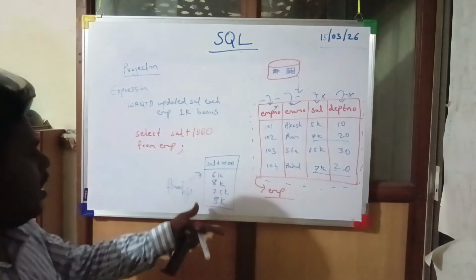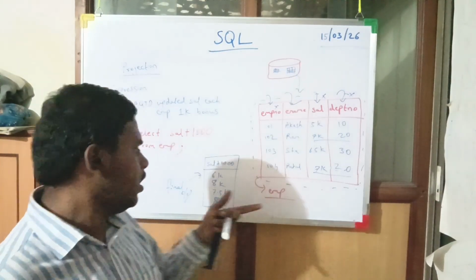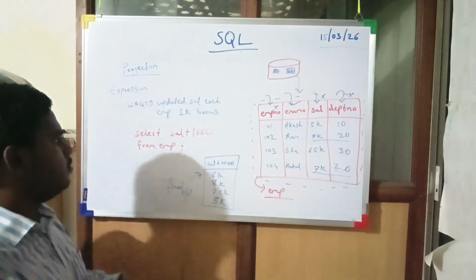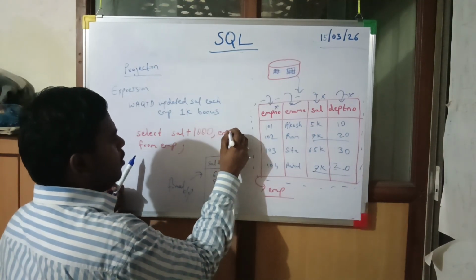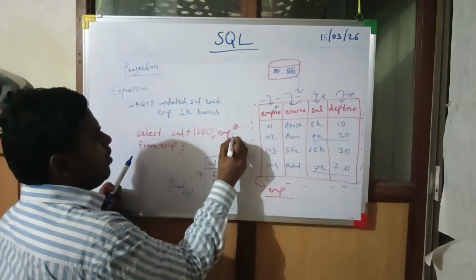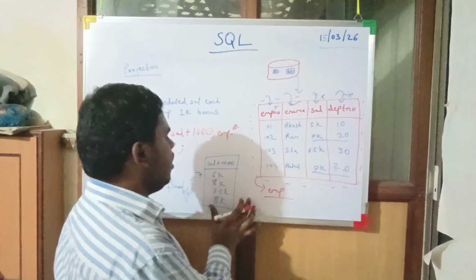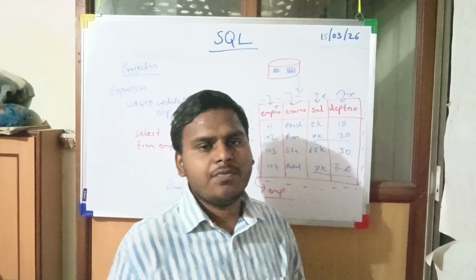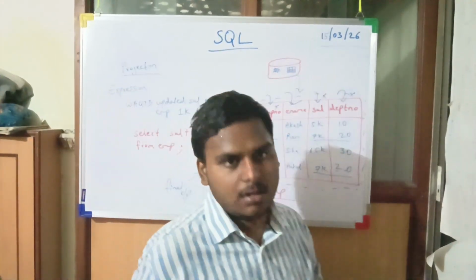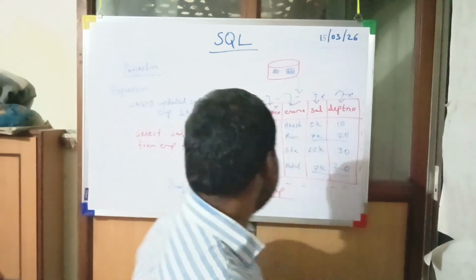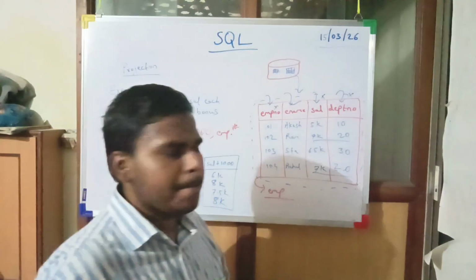I want to see the updated salary along with all the employee details. Means I want all columns and I want this also. So one change you will make: you will write emp dot star, table name dot star. So the entire details along with the updated salary you will see. If you write asterisk comma expression, it will throw an error. To avoid this we will use this syntax, table name dot star.